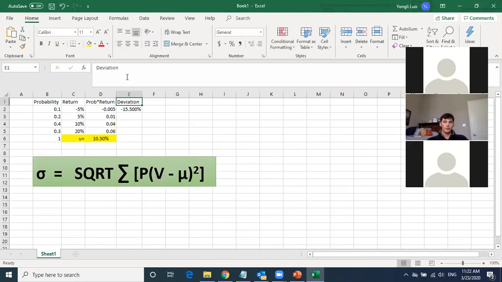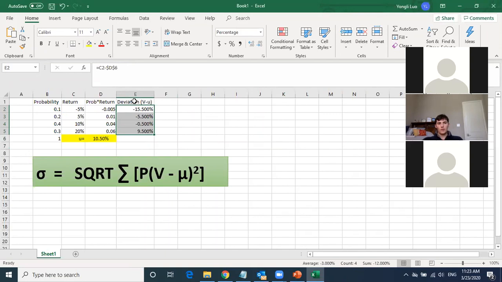Okay, so we can do all this is V minus mu, right? Or you can say this is what you need to do. First step, we call this one deviation. Okay, so you apply that formula and you drag all the way down. So it automatically calculates everything.